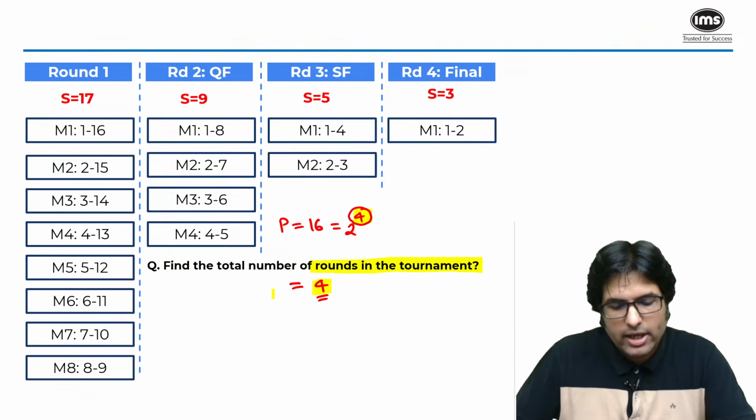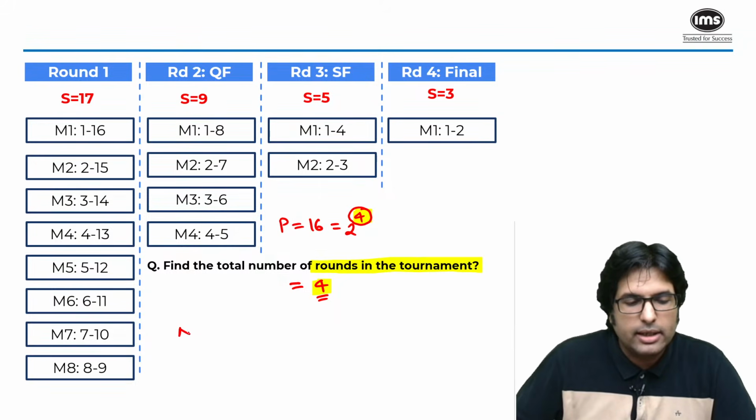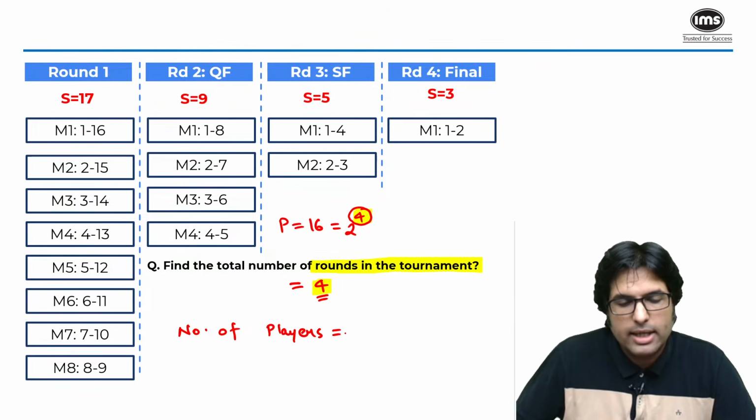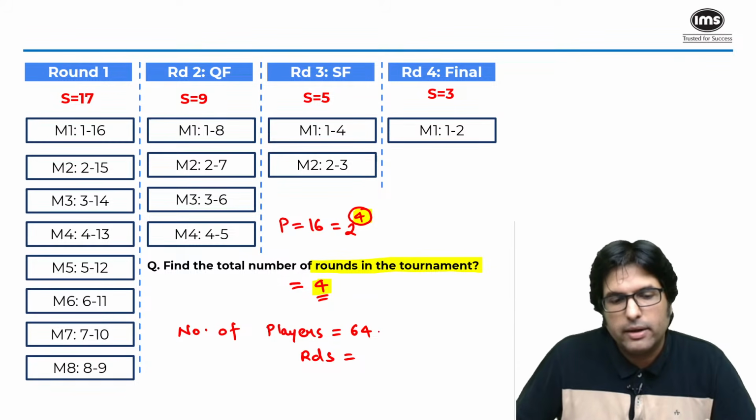Which means if I give you this next question, that the number of players are, let's say, 64. So can you tell me the number of rounds that would happen? Can you tell me the number of rounds that would happen if the number of players are 64?